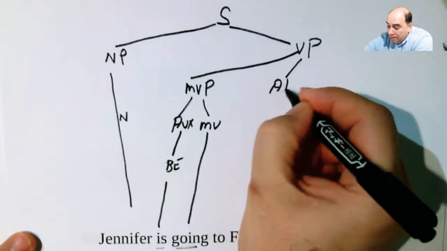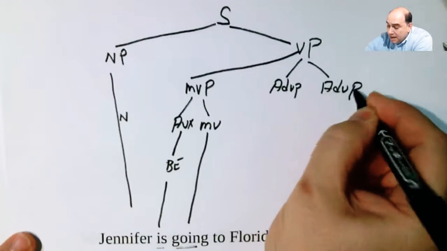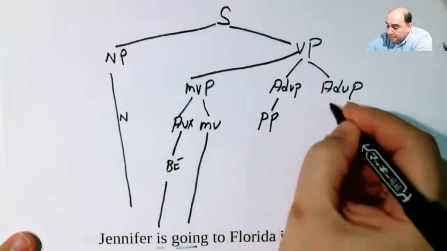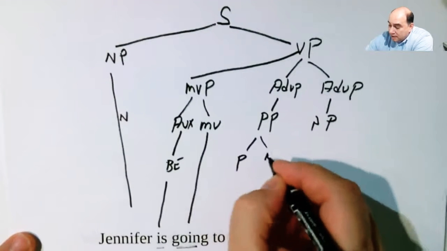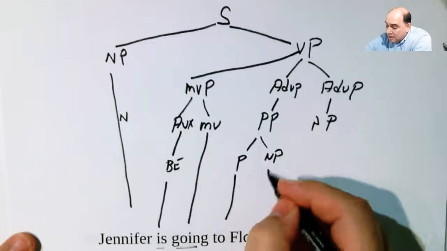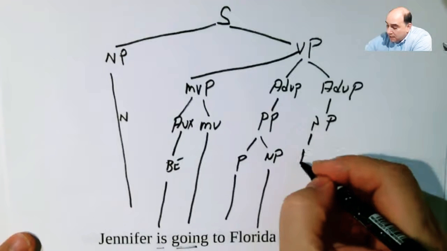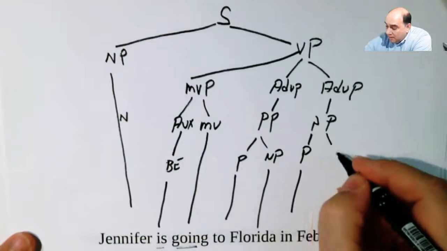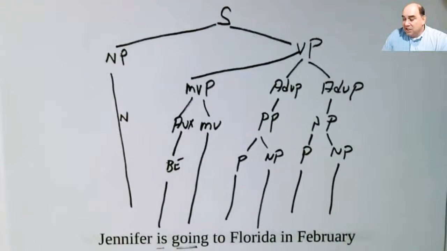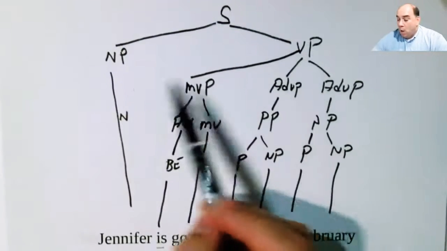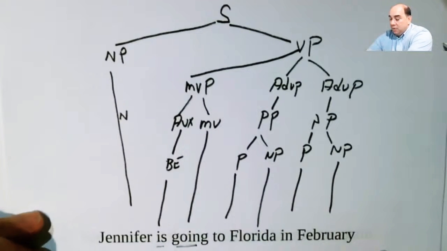So I can put an adverbial phrase and another adverbial phrase. These are both prepositional phrases, and the prepositional phrases are broken down into a preposition and a noun phrase. This one has to and then Florida, and this one has in and then your noun phrase, which is February. Piece of cake, right? You see how it's broken down? The easiest thing to do is to begin by locating where the main verb is so that you can break things down properly. Okay? Let's jump on to another one.